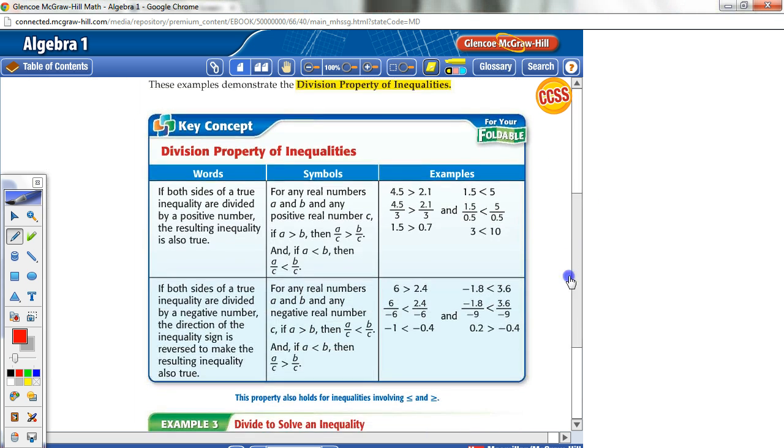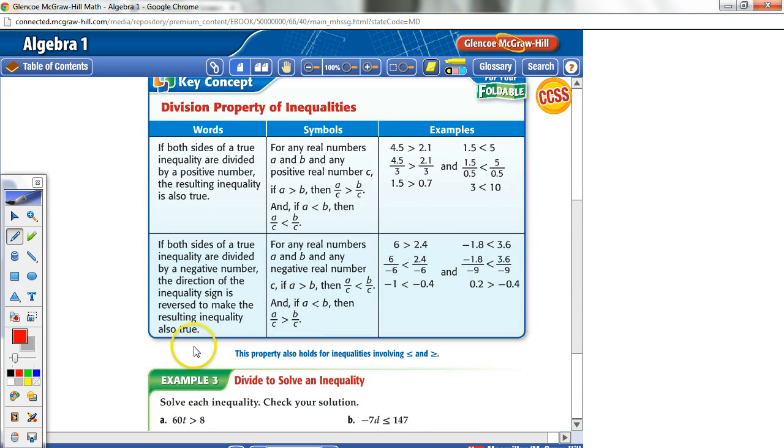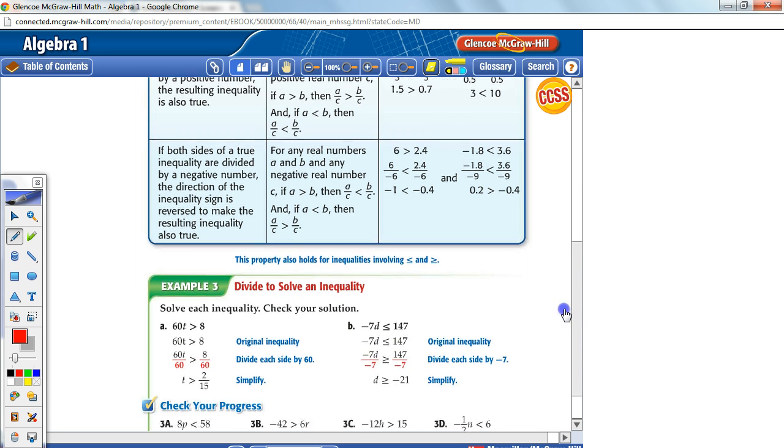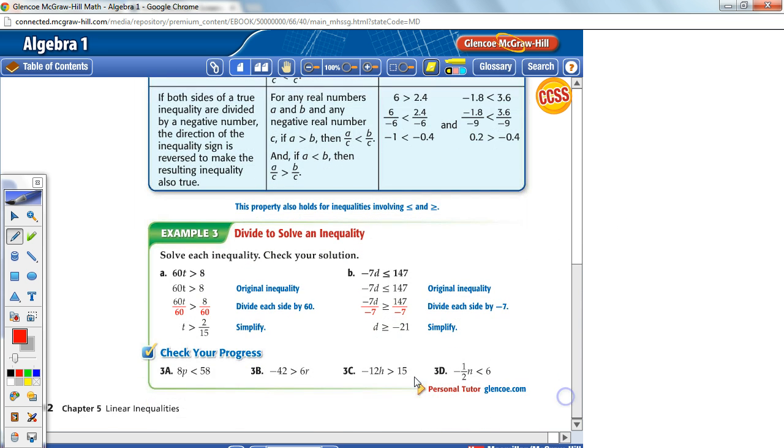Alright, so this is exactly the same as division. It's the same as for multiplication. So if you multiply by a positive number, it's still the same. If you multiply or divide by a negative number, the sign is reversed. Okay, so I'm not going to go over that since we just did it with multiplication.